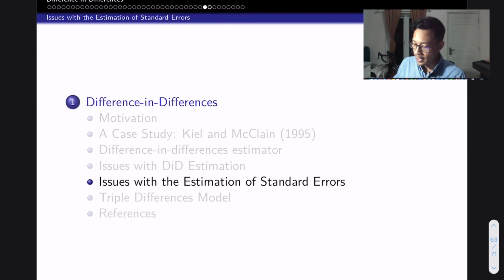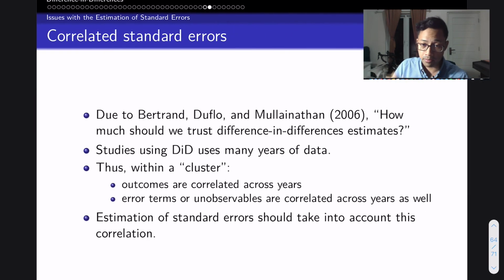But there is this paper by Marianne Bertrand, Esther Duflo, and Sendhil Mullainathan in 2006. Basically, the paper asked how much should we trust differences-in-differences estimates. So it's not only about whether or not the estimate is biased, but it's also about the precision of that estimate. Is it a relatively precise estimation, with a lower standard error, or is it imprecise, with a higher standard error?